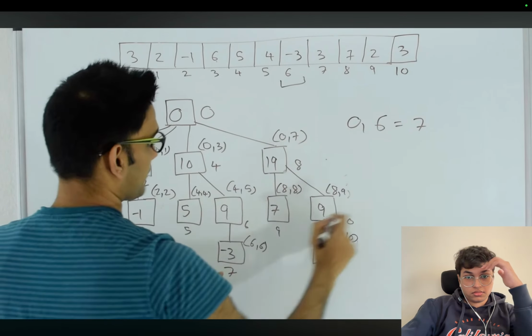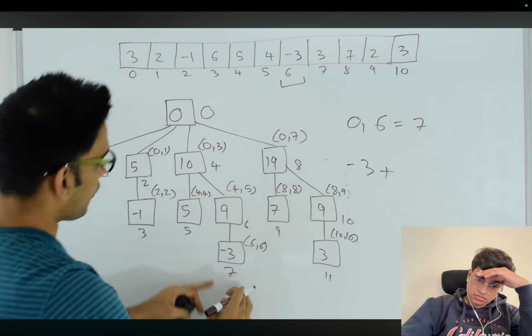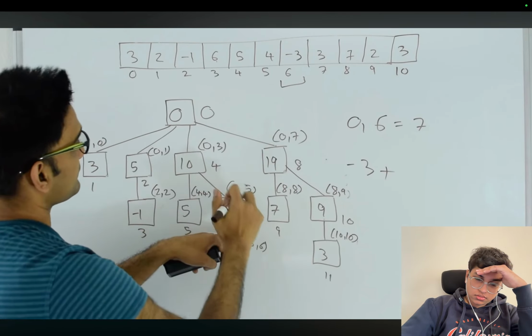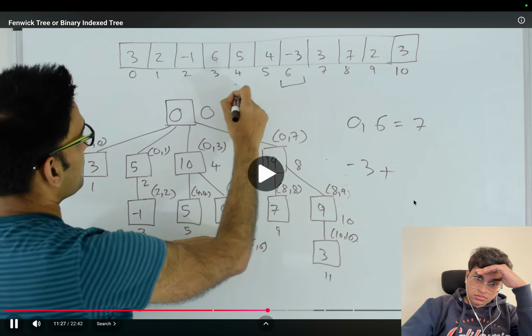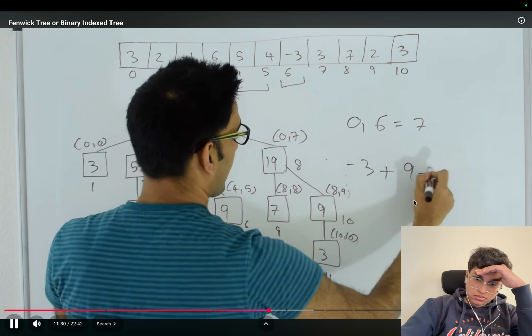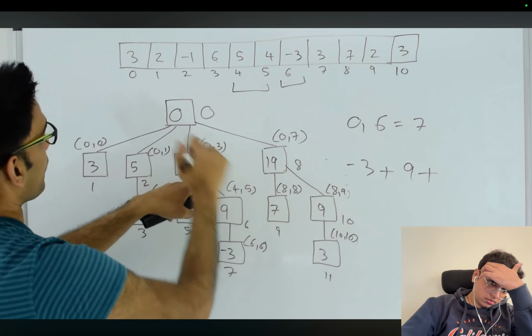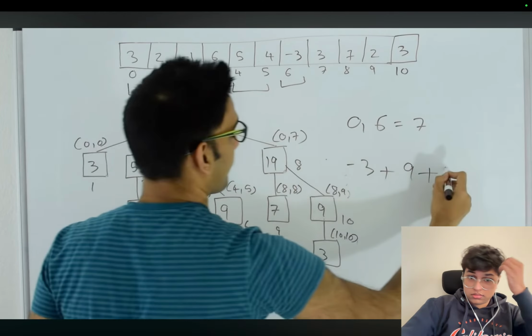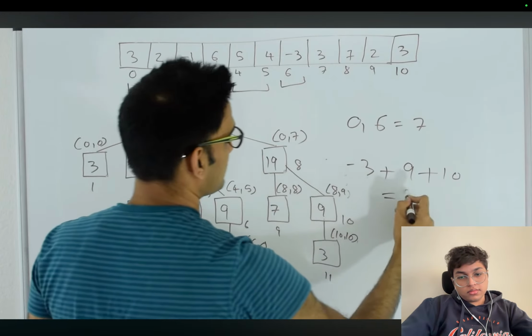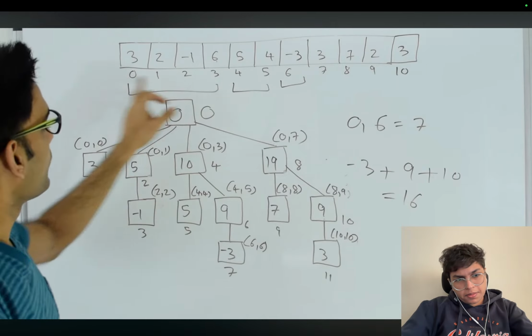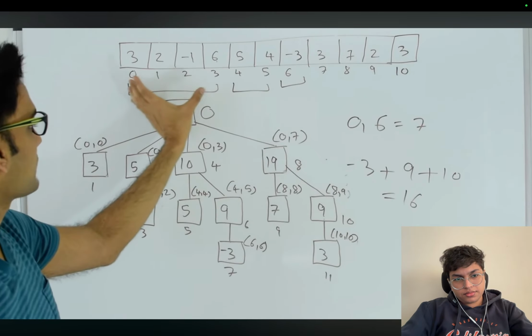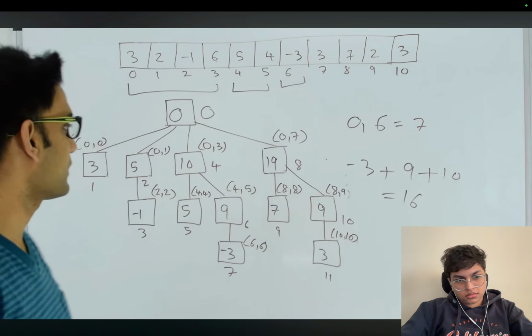So this is coming from 7, so that's minus 3. Then I go to its parent, so that's 6. And 6 is storing the sum of 4, 5. So this is coming from here, and this is 9. Then I go to its parent, 4, and 4 is storing the sum of 0 to 3, and that's 10. So this value here is 16. So this is how we get the sum of 0 to 6 by getting the sum of 0 to 3, getting the sum of 4 to 5, and getting the sum of 6.